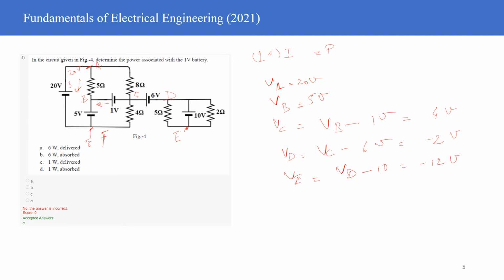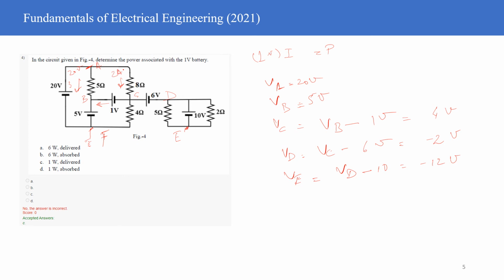Okay, what is the current which will be flowing in the 8 ohms? It will be VA minus VC divided by 8 ohms. VA is 20, VC is equal to 4, so the difference is 16. 16 divided by 8 is nothing but 2 amperes.